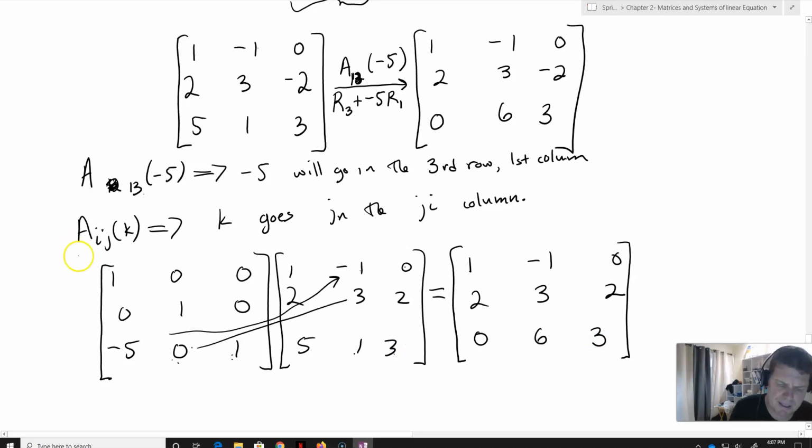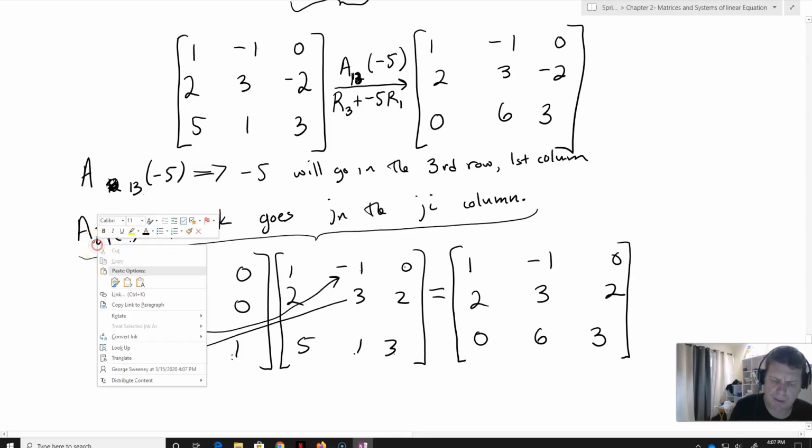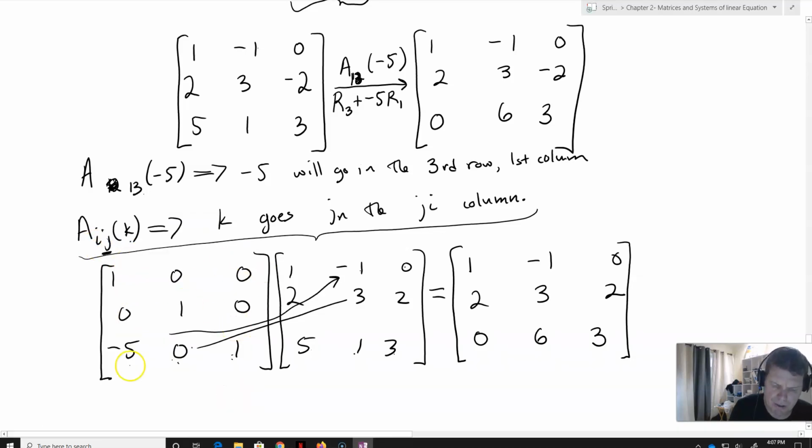So basically, this is our rule for constructing these elementary matrices. If we have A_ijk, that means we are changing the jth row by adding k multiples of row i. Then we take the identity matrix with k, that scalar, in the ji position. In this example, we were changing the first and third rows, so we put it in the third row, first column. And that's how you construct your addition matrices.